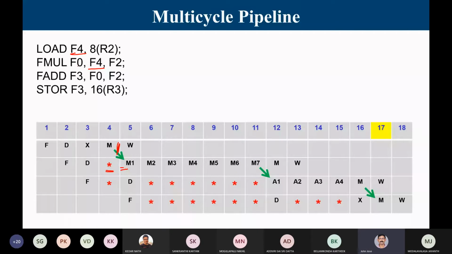Now there is a dependency on F0, whatever is the result of the multiplication. The result of multiplication is available only at M7. And adding requires F0 as one of the operands. That means A1 can happen only after M7. So A1 will happen only at 12. Till this point, it will continue in the decoding phase. That many stalls are there because of the RAW dependency.